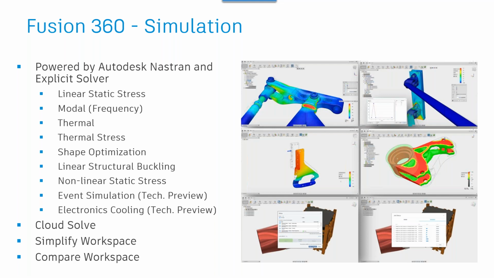Simplify Workspace is where you can simplify your model, your geometry, and your assembly so that you can do a better job of setting things up for your structural simulation. And in Compare Workspace, you get the ability to compare different simulation runs, different load cases that you probably set up, as well as different boundary conditions and different materials. So there are a lot of capabilities that you can get with Fusion 360 simulation.